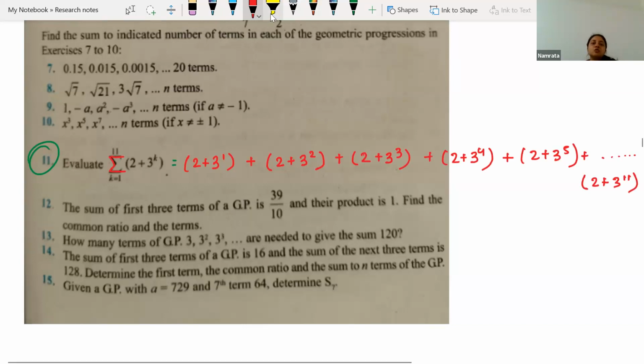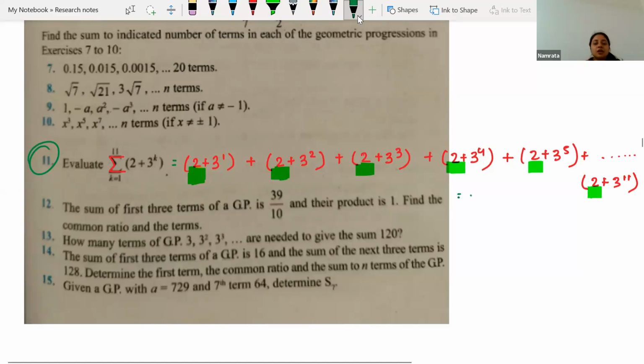Now 2 plus 2 plus 2 plus 2. Let's just separate all the 2's. Here we are having 1 2, here 1 2, here 1 2, here 1 2, here 1 2, here 1 2. So 2 2 2 2 2 2, how many times? 11 times. That we can separate it. So 2, 11 times we are having.